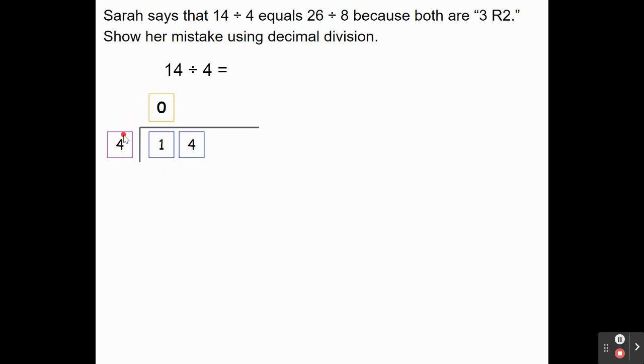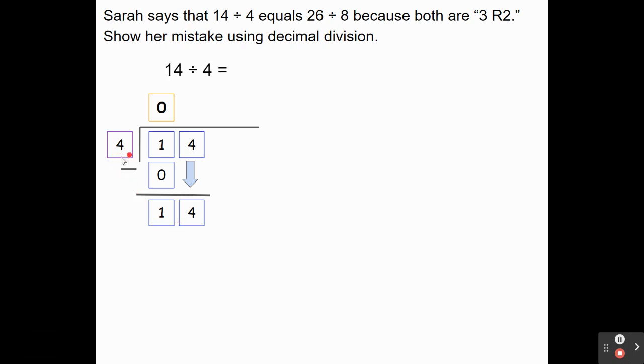0 times 4 gets us 0. So we have 1 ten. We're going to share a total of 0 of them. So when we subtract, we still have 1 ten left over. We can rewrite this as ones by bringing down the next digit, the 4. So we have 14 ones.